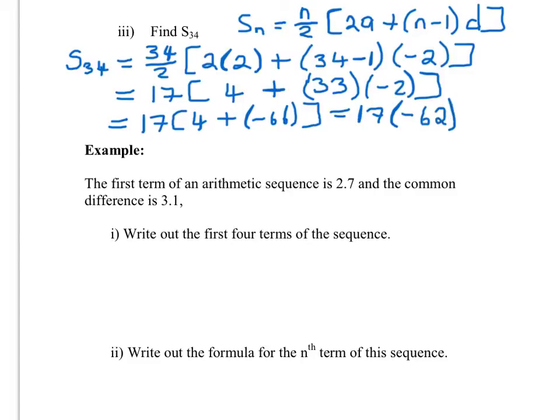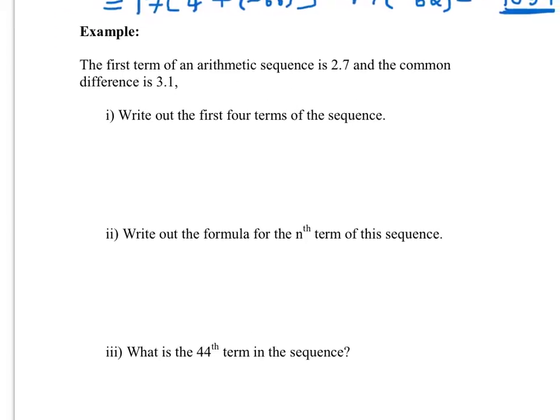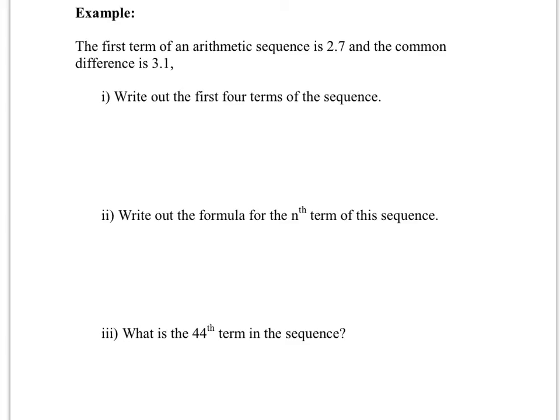And you can take out your calculator to do this last part. 17 multiplied by minus 62 turns out to be minus 1054. So if we were to add up the first 34 terms of this particular sequence, we'll get the sum total of minus 1054. Now let's move on to the next example. Let me move the page up here.